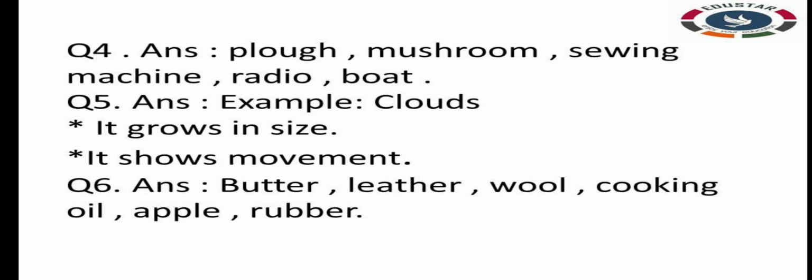Okay. Then sixth question. Which of the non-living things listed below were once part of a living thing? Can you understand this question? Okay. It is a non-living thing, but we have taken it from a living thing. Okay, that answer you should circle. Butter, leather, wool, cooking oil, apple, rubber. These are all non-living things but taken from a part of a living thing. Okay, so you should circle this answer.